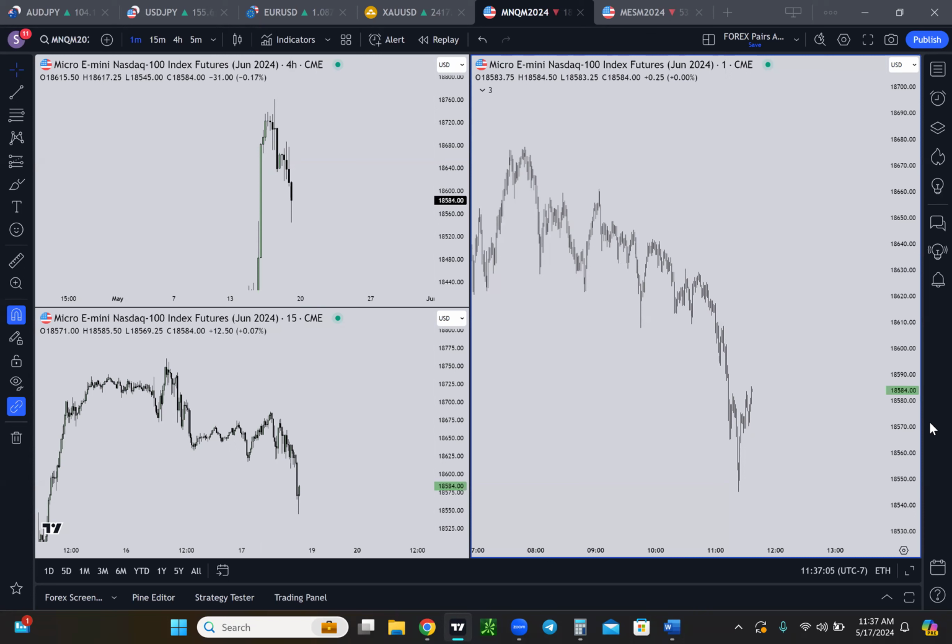Going to review a trade setup and execution that just happened a short time ago on NASDAQ, Micro E-mini Index Futures, June 2024 contract. Just going to demonstrate what's possible with some proper analysis. I'm going to rewind this. I'm going to use the replay feature here on TradingView.